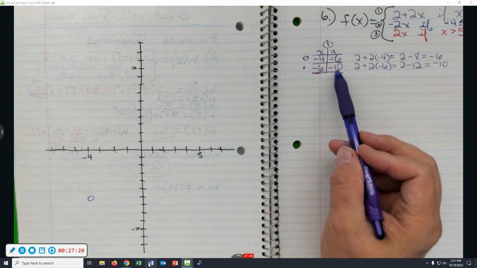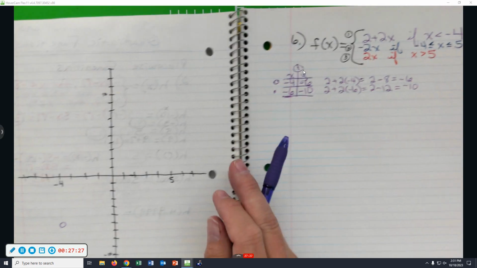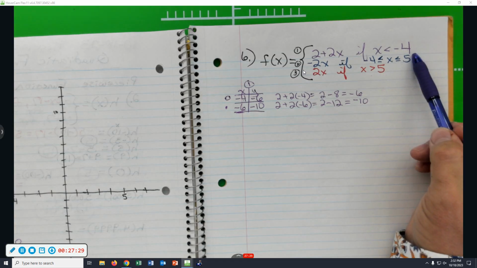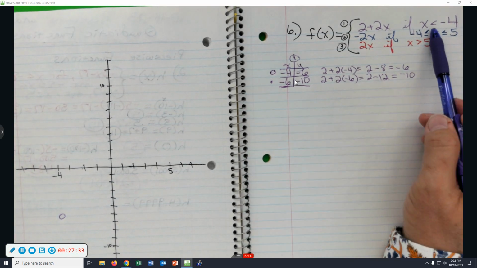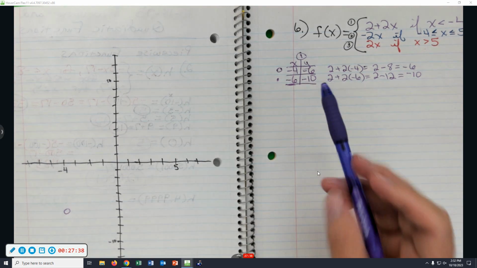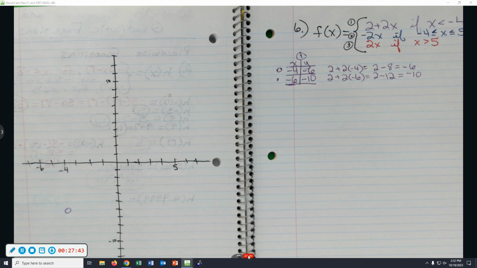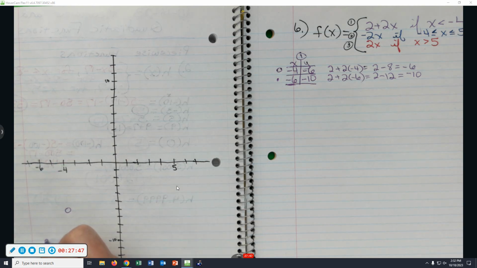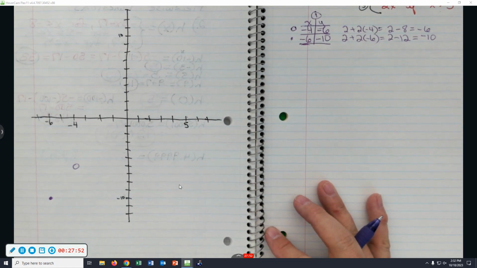Now for -6, -10, any number that you choose yourself. I didn't choose that -4 myself. I had to use it because it was a cut point. But the numbers you choose on your own must satisfy the inequality, so they've got to be regular closed dots. So -6, -10. There's -6, left 6, down 10. Ooh, lift it up a little. There.